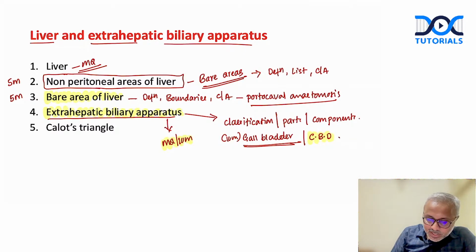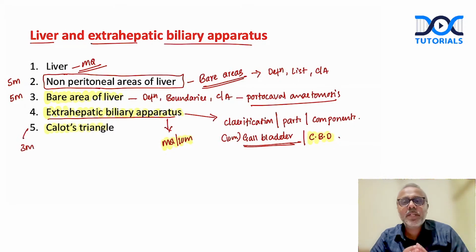Then in this, the Calot's triangle. Okay, this could be a very important 3-marker question. What do we mean by Calot's triangle? Or what do we mean by the cystohepatic triangle? What are the boundaries? What is its content?